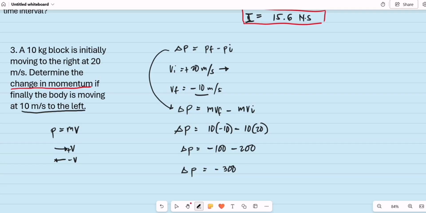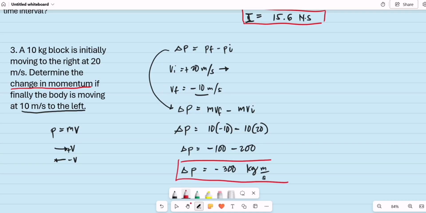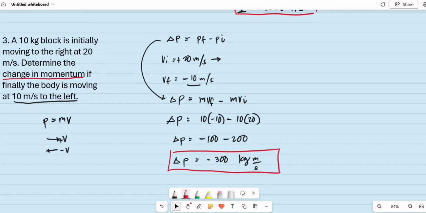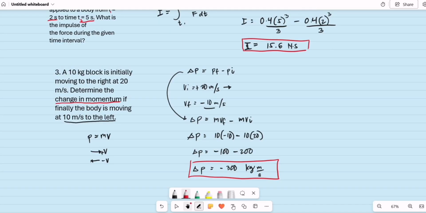What is the unit of the mass? We have kilograms. And the unit of the velocity is meters per second. So this will be our answer for this example. The change in momentum is negative 300 kilogram meter per second. But actually, we can also write this using the absolute value. The change in momentum can be written as an absolute value of 300 kilogram meter per second.